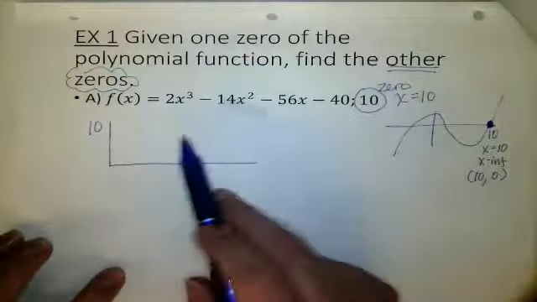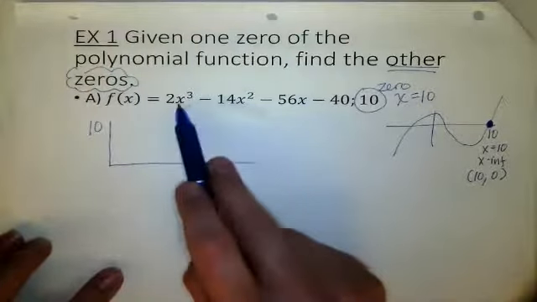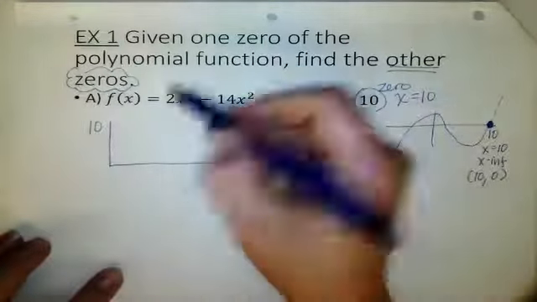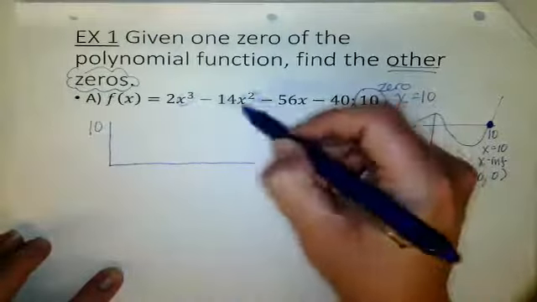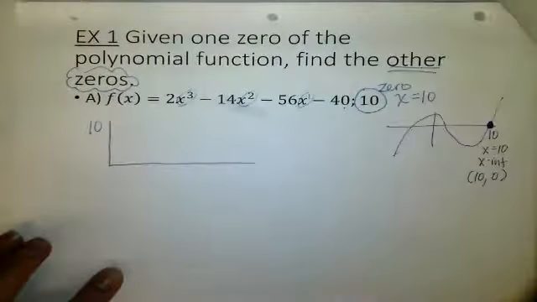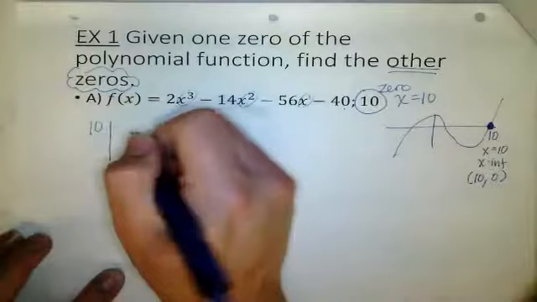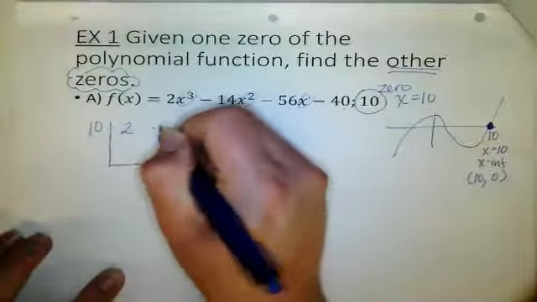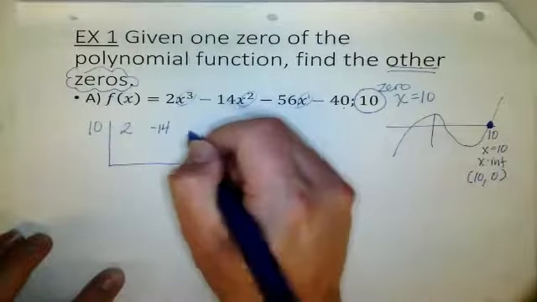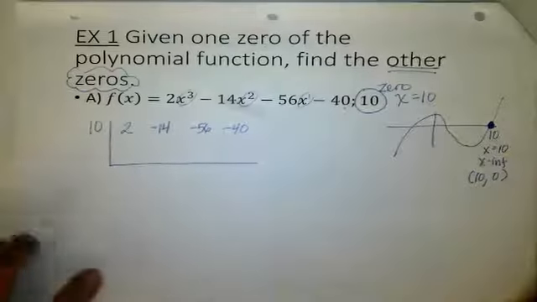Now, if you remember from yesterday, when we're using synthetic division, we need to make sure we've got all of our powers of x. We've got x cubed, x squared, x to the first, and then x to the 0. Everything's accounted for. We don't need to fill in any placeholders with a 0. So I can go ahead and write my coefficients: 2, -14, -56, and -40.